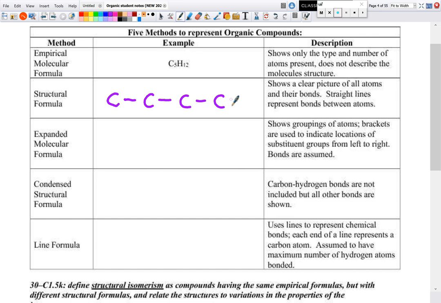Now, one thing I'm going to do, instead of just drawing everything in a straight line, I want you guys to put a carbon up like this. That's why it says everything can be drawn with straight lines, I know, but we're just representing the bonds now. This is going to make more sense once we get down to the expanded molecular, condensed structural, and line formulas as well, why we want to stick this one off. But either way, we're going to have 1, 2, 3, 4, and 5 carbons.